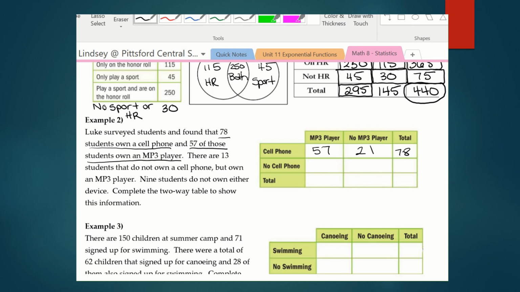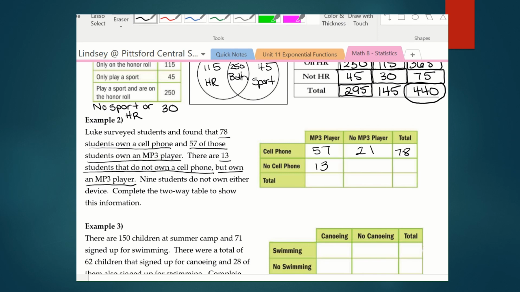All right, so now let's keep going. There are 13 students that do not own a cell phone. Okay, so 13 students, so no cell phone, that's a total value. It tells us nothing about MP3 players yet. It just says 13 kids don't own a cell phone. So 13 students that do not own a cell, oops, sorry. I should have finished reading. That was my fault. So there are 13 students that do not own a cell phone, but own an MP3 player. So my apologies. So no cell phone, but an MP3 player. This is where the 13 goes.